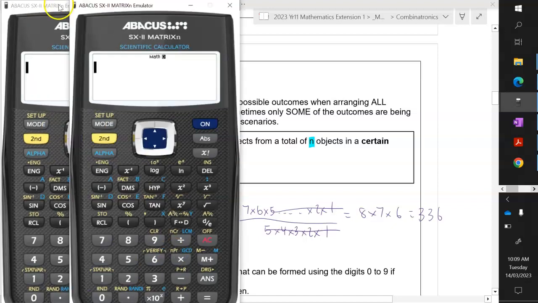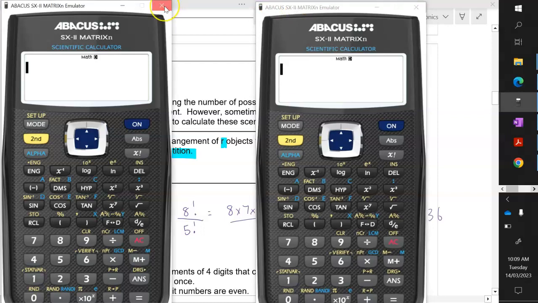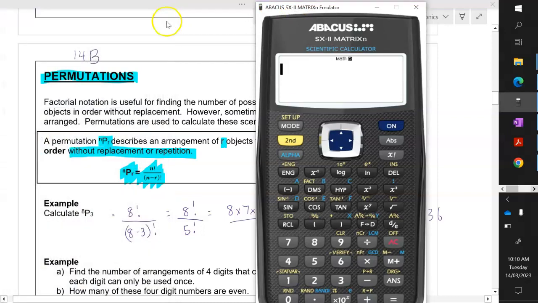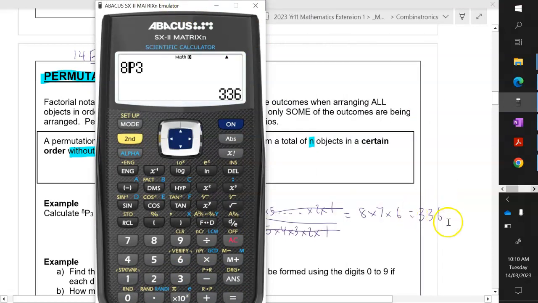So what we were trying to work out, I'll just slide it over here. I wanted 8P3. So if I'm typing in 8, I'm going to get my yellow function button up to get my P. So that's my permutation. 3, I'm going to end up with 336, which is the same as what I've got over there. So your calculator can help you, but you need to know what to input into your calculator. So that's a nice simple way to work out a simple permutation.